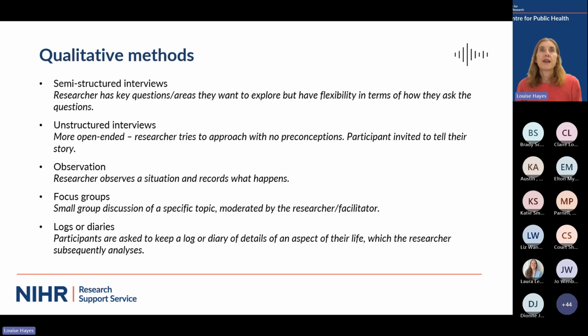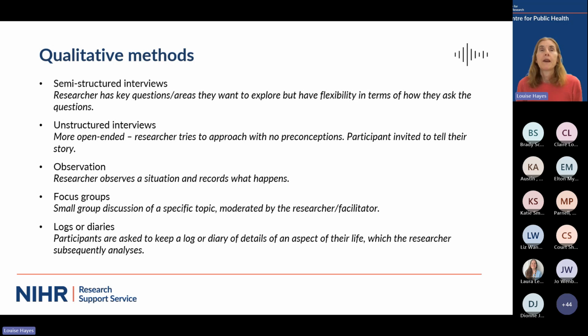And then unstructured interviews are even more open-ended. So the researcher tries to come to that with an open mind, no preconceptions or topic guide to guide the conversation, but more like inviting their participants to tell them about their experiences in a story type of way. Observation, by this we mean direct observation where researchers observe a situation and record what's happened. An example of that I was involved in a long time ago now was observing children at play and literally watching them and recording what they did to get an indicator of physical activity during the school day.